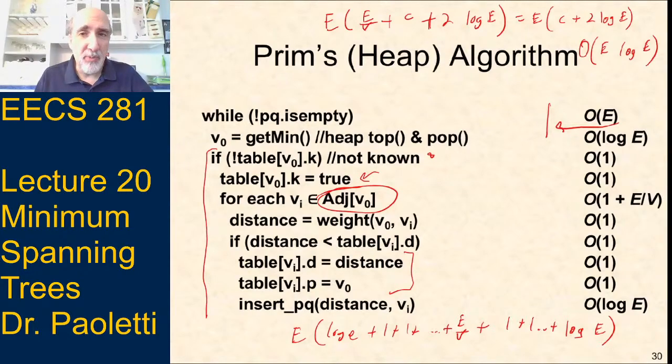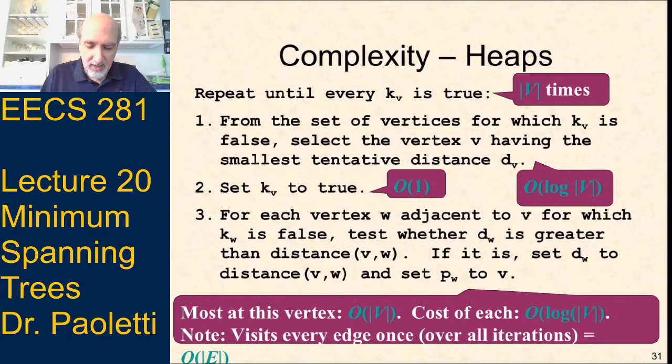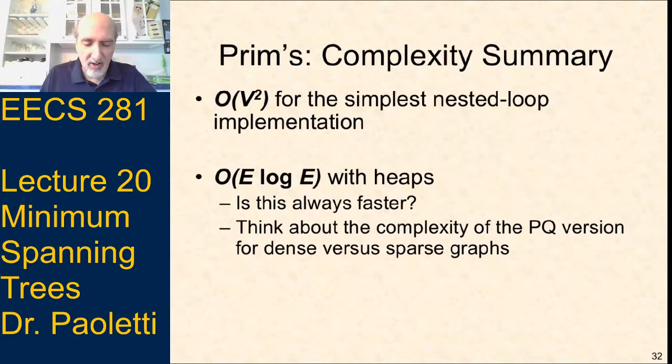What if it's not a sparse graph? Well, then E is V squared, right? E is proportional to V squared, and I've got V squared log V squared, which is worse than the nested loop version. Okay, so we already went through all of that.